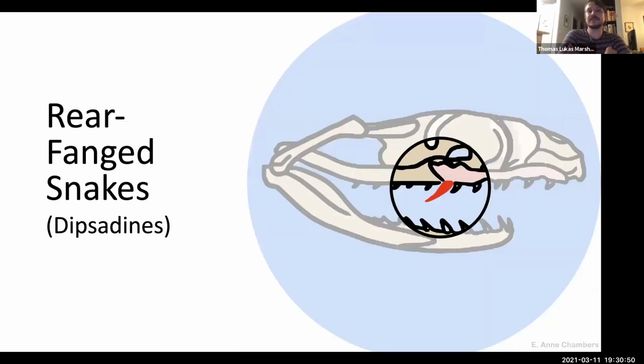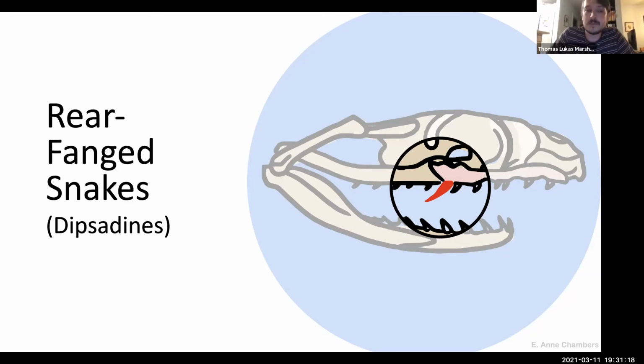So the next group of snakes that we'll discuss are the rear-fanged snakes. So this is an interesting group. These snakes have fangs further back in their mouth, and they do have venom. It's usually not particularly dangerous to humans, and they use it to subdue their particular prey items. This snake group is generally more common in the tropics in Central and South America.